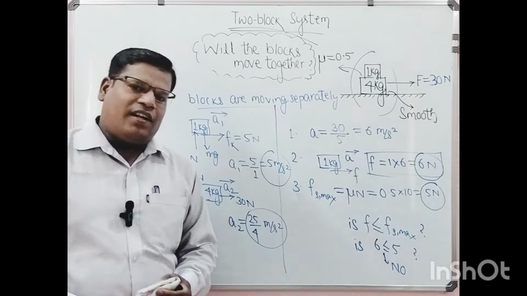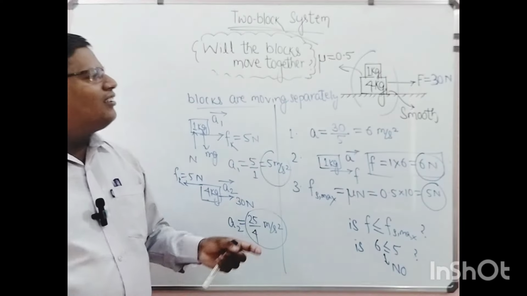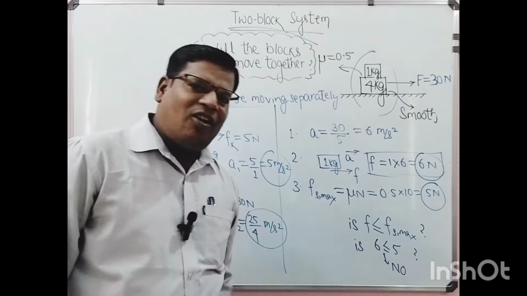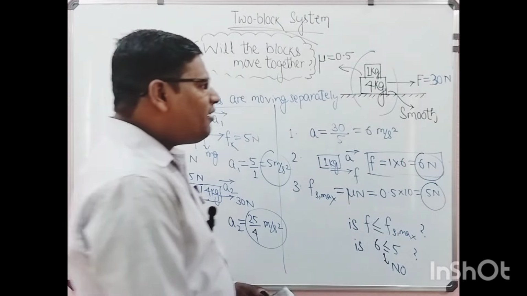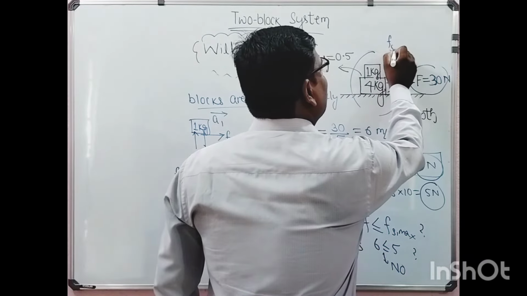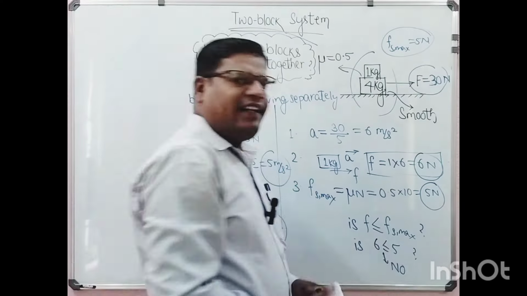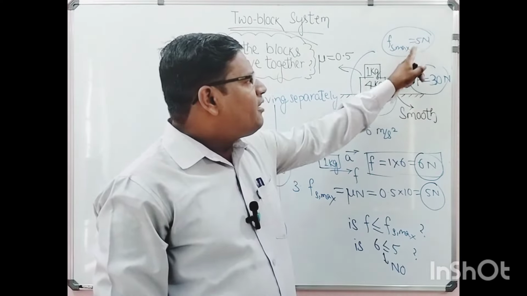So in this case, what is the answer? The answer is both the blocks are moving separately. The 1 kg block is moving with acceleration 5 meter per second square, and the 4 kg block is moving with acceleration 25 by 4 meter per second square. So here what you see, the force is 30 Newton. What is the maximum value of friction here? The maximum value of friction here is 5 Newton. So you see, in this question, the applied force is greater than maximum friction.